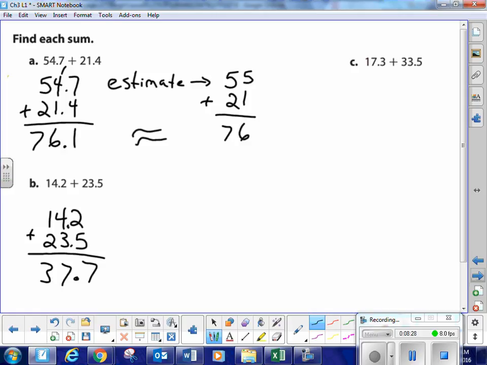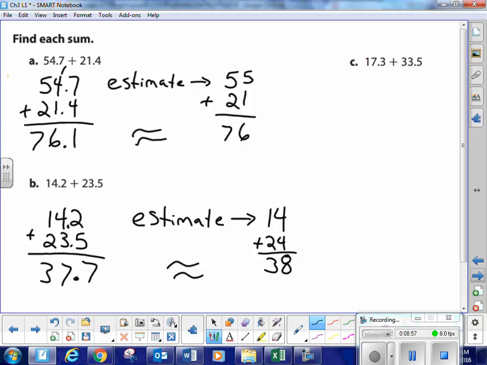Okay, now we're going to do our estimate. Okay, 14.2 is rounded down to 14. And 23.5 is rounded up to 24. This time I did not make the mistake as I did up there. Again, I apologize. 4 plus 4 is 8. 2 plus 1 is 3. And we see that 37.3 is about 38. Excellent. That is reasonable again.